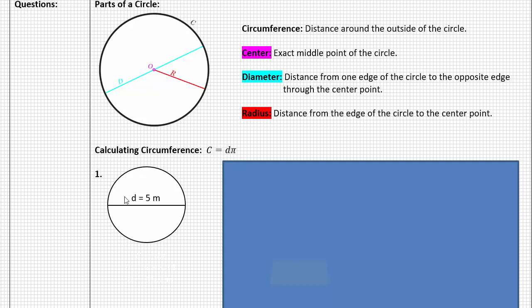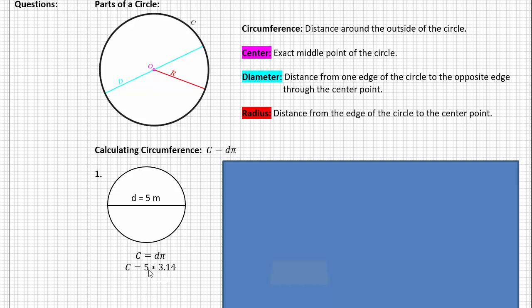Let's do our first problem. So here we have a circle with a diameter that is equal to 5 meters. So the distance from edge to edge through the center point of the circle is 5 meters. Let's use our formula to calculate the circumference. Every time we use a formula, we want to be in the habit of writing it out. So here I've done that, and then we follow it with a line where we substitute in the values we know.